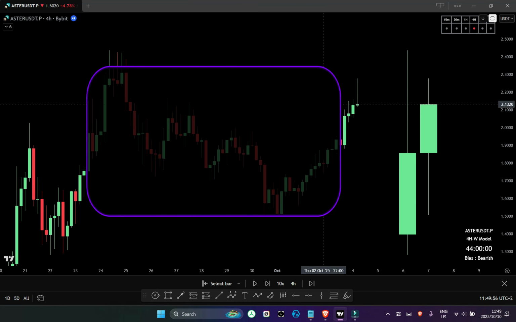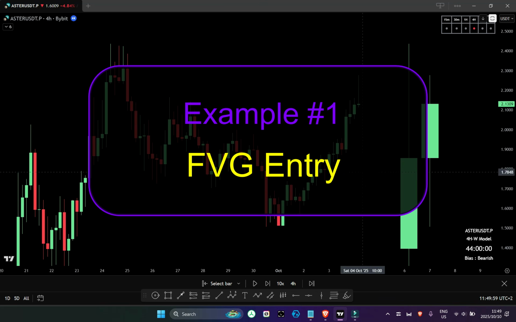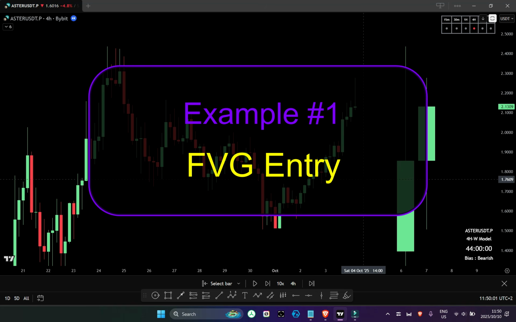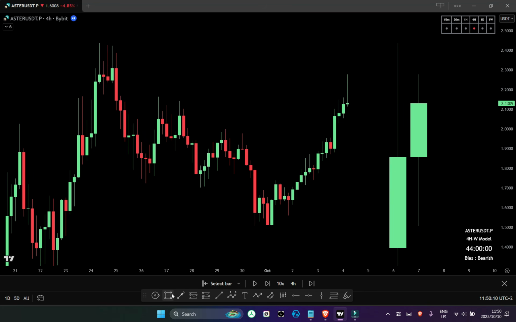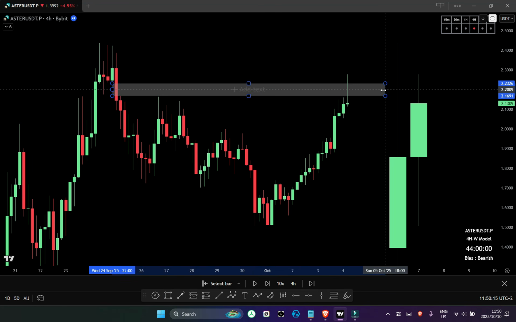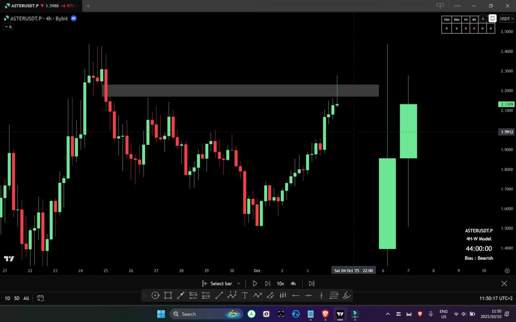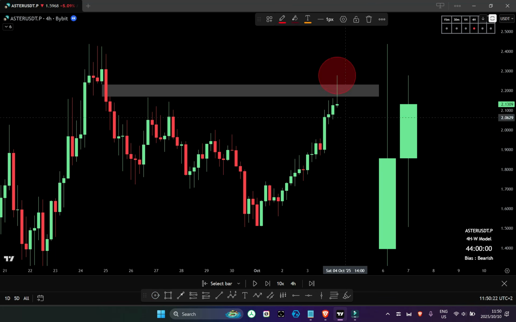Here we are on a cryptocurrency chart, but this strategy works no matter what you're trading, whether it's forex, indices, stocks, it works. If there's a chart, it works. So first thing you notice over here is we've got this unmitigated fair value gap, and we mark that out. That becomes our key level. And then you can notice price has come and tapped into this key level.